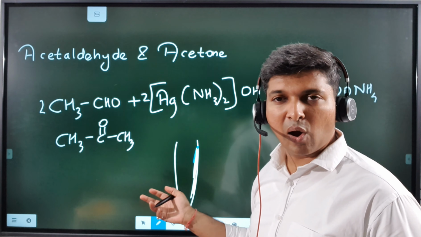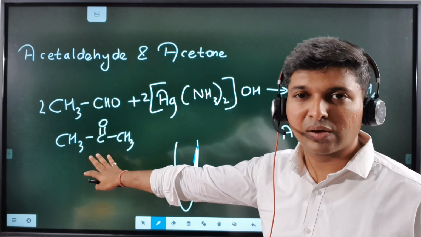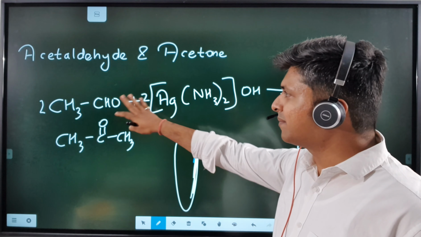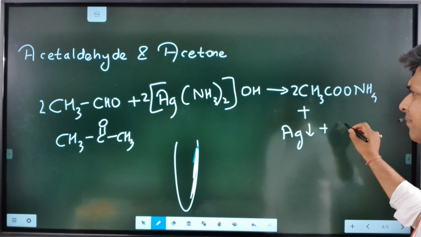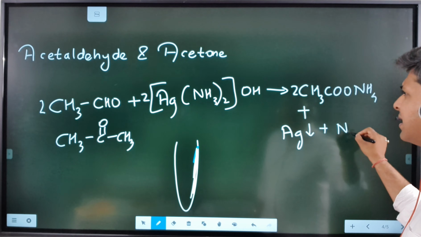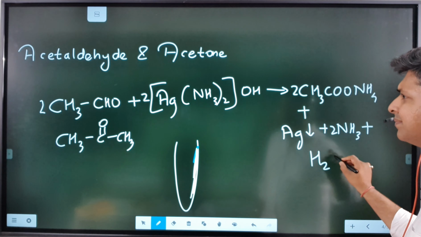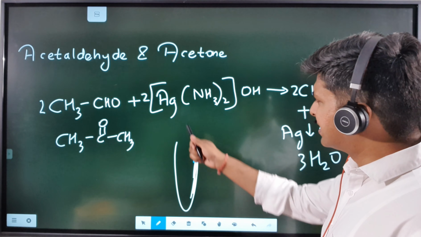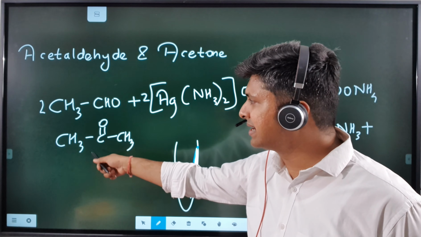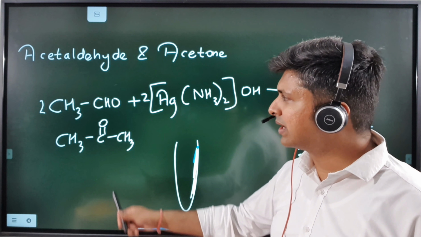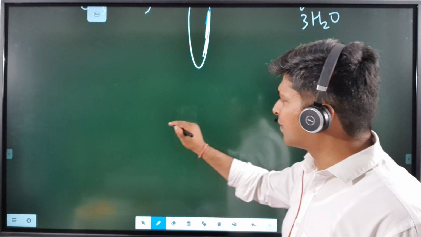That's how you can distinguish between acetaldehyde and acetone. Acetone won't be able to oxidize and displace silver, and silver will not form a silver mirror in case of acetone, but it will form a silver mirror in case of acetaldehyde. I need to complete the reaction, is it? So this will give me further 2 moles of ammonia plus 3 moles of water. So this is how you will complete the reaction, and you will be able to distinguish between aldehyde and ketone. So any aldehyde and ketone you can quickly distinguish using either Tollens reagent, or you can also go for Fehling solution. Now what is Fehling solution?